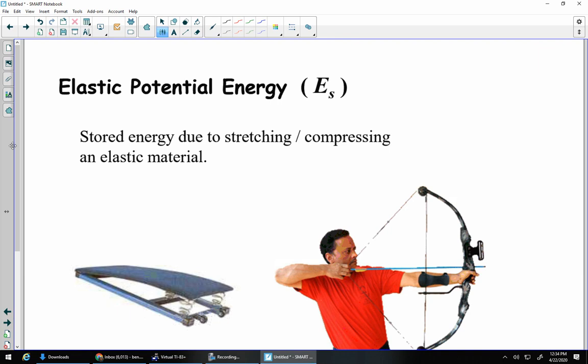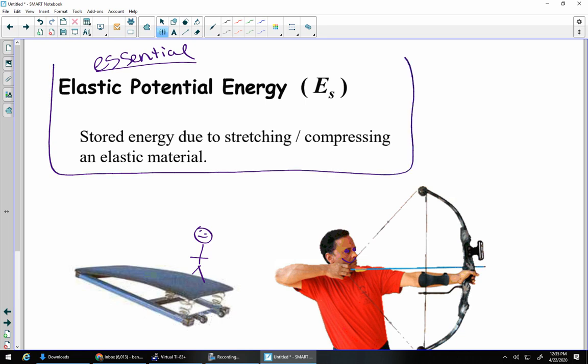Okay, this part is essential, just that we know what elastic potential energy is. It's the energy stored due to stretching or compressing an elastic material. So anything that gets bent, squished, anything like that out of its original shape, and it wants to get back to its original shape, we've got spring potential energy. So this springboard, person's happy because they're bouncing up and down. This person should be happier because they're shooting bows and arrows. But things are compressed or stretched and they want to get back to their original shape. So if you get anything out of this, it's just what elastic potential energy is.